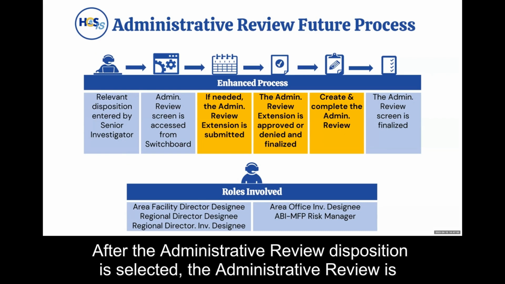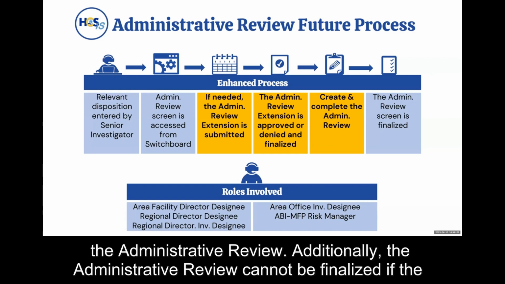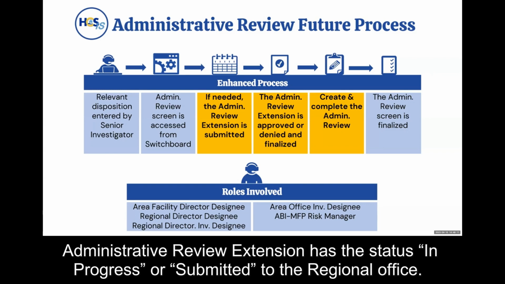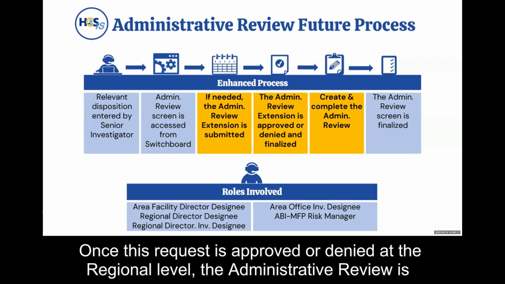After the administrative review disposition is selected, the administrative review is accessed from the switchboard. The administrative review extension is completed prior to finalizing the administrative review. Additionally, the administrative review cannot be finalized if the administrative review extension has a status in progress or submitted to the regional office. Once this request is approved or denied at the regional level, the administrative review is available to be finalized.